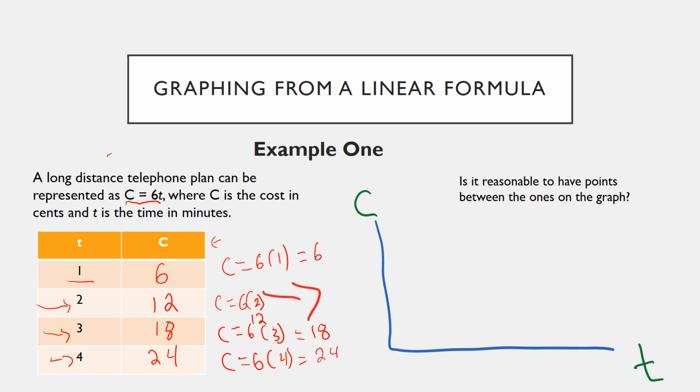So our t value is our x value, because we know that x is always first in the table of values, and x is always along the bottom here. So we'll take a look at that. Our first t value is 1, our next t value is 2, our third is 3, and fourth is 4. On our y-axis, so our C, our cost, we can see that it's going up by 6, 12, 18, 24.